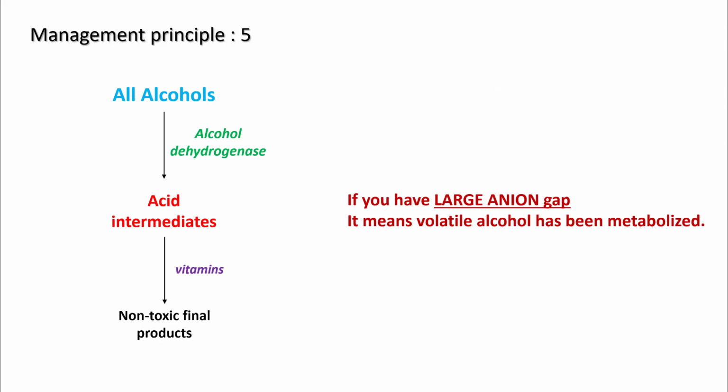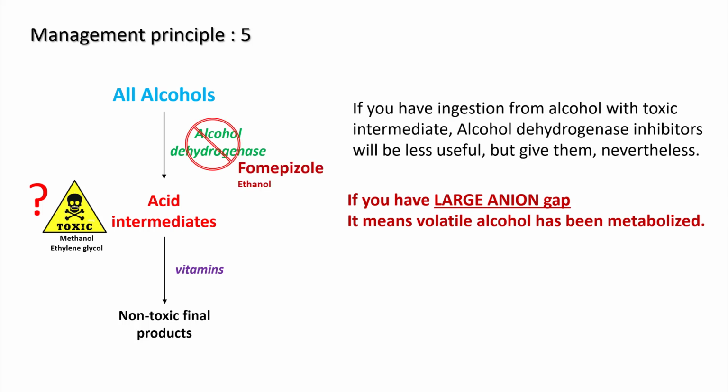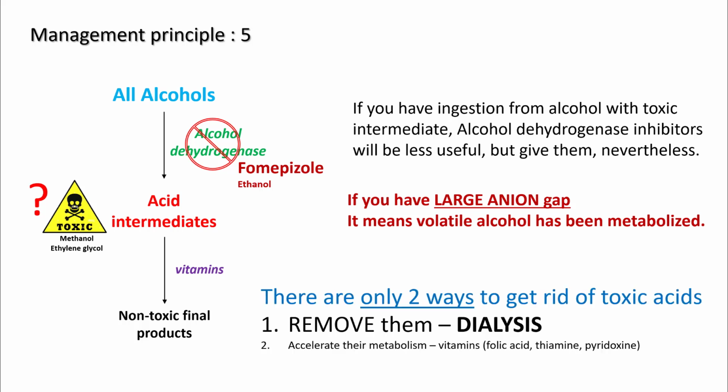If you have a large anion gap, that means your volatile alcohols have been metabolized. So you have to figure out if the patient has methanol or ethylene glycol intake. If you do have intake of methanol or ethylene glycol, understand that inhibiting alcohol dehydrogenase will be less useful. However, since you do not know how much ingestion was present, you should go ahead and probably give them these medications.